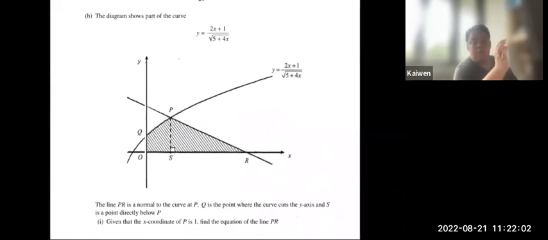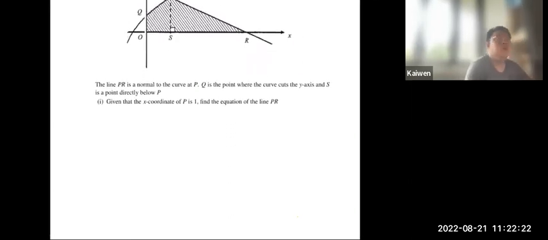Okay, to give context for those that haven't seen this question before, the diagram shows part of a curve y equals (2x+1)/(5+4√x). You have a line PR. This is normal to the curve. There's a point Q that cuts the y-axis, and S is a point directly below P. The question asks you to find the equation of PR. This one you can do on your own. It's a very simple way to do it. It's a very standard thing also.